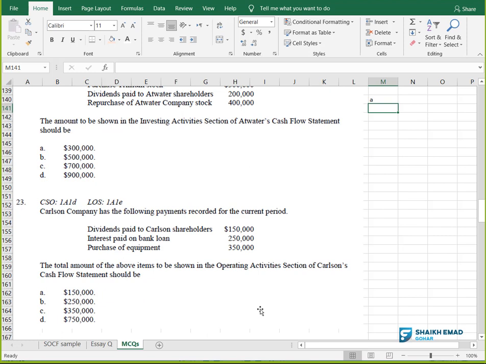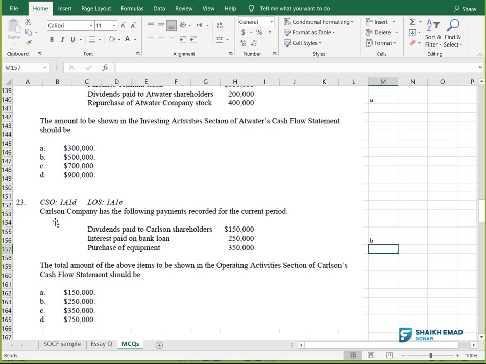Okay, do this one, please. They say the total amount of the above items to be shown in the operating activities should be how much? Now they are asking about operating activities. Dividend paid will go where? Financing. Interest paid will go where? Operating. Remember, we took interest paid in the operating activities. Equipment purchase will go where? Investing. So what is the answer? Only 250. I hope you got the story, everyone.